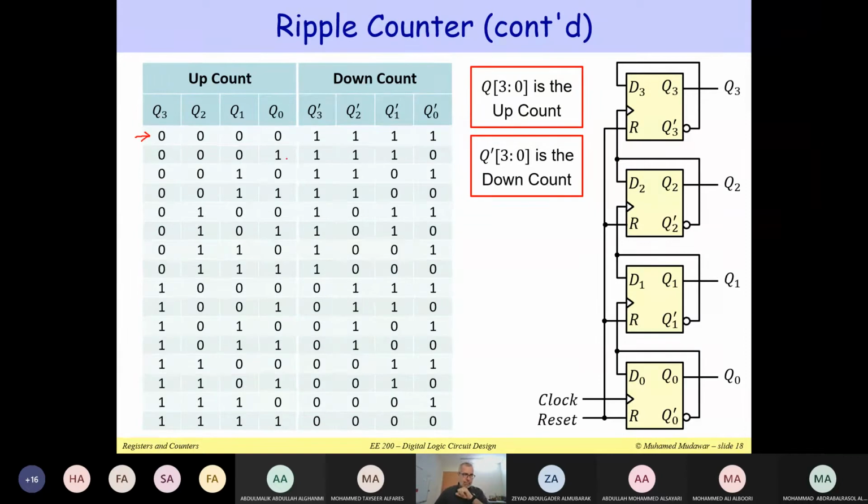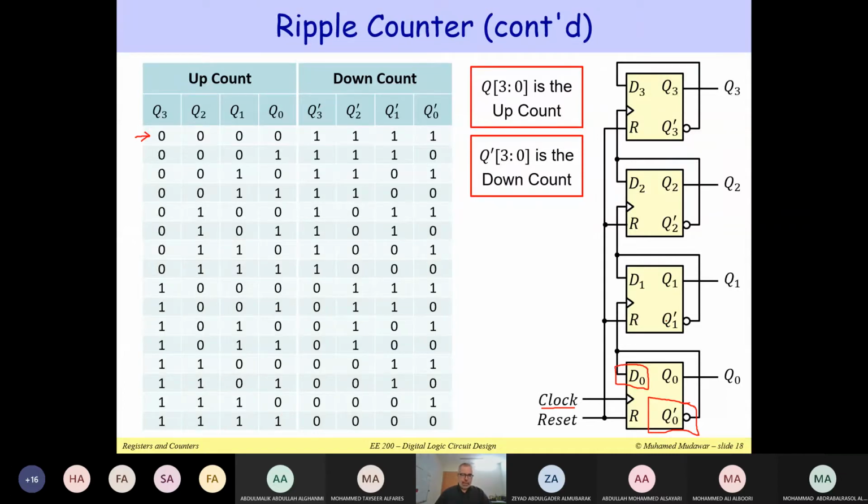Now, because we are connecting Q0 prime back to D0, and this clock is ticking, at the rising edge of the clock, Q0 was 0, it becomes 1. And then if it is 1, it becomes 0. So basically, we are toggling the value of Q0 cycle by cycle. That's for Q0, it's the easy part.